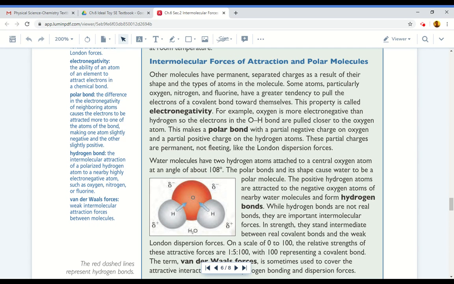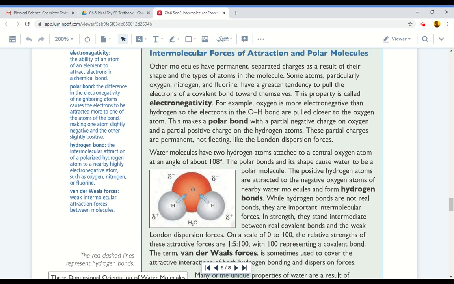For example, oxygen is more electronegative than hydrogen, so the electrons in the OH bond are pulled closer to the oxygen atom. This makes a polar bond with a partial negative charge on oxygen and a partial positive charge on the hydrogen atoms. These partial charges are permanent, not fleeting, like the London dispersion forces.